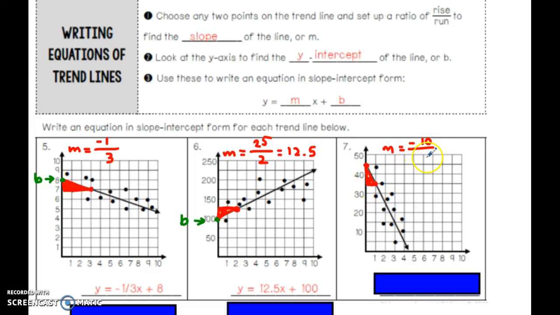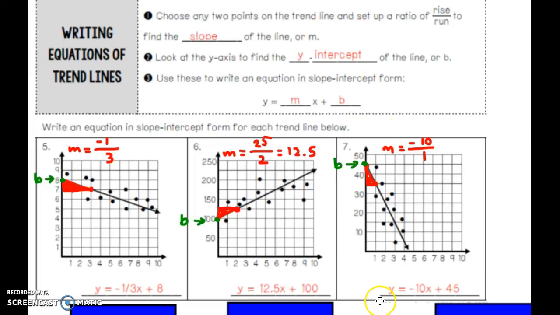And we have a run of 1. So our slope is -10. We have our y-intercept right here, which would represent our 45 for our y-intercept. And again, putting it together, y = -10x + 45.